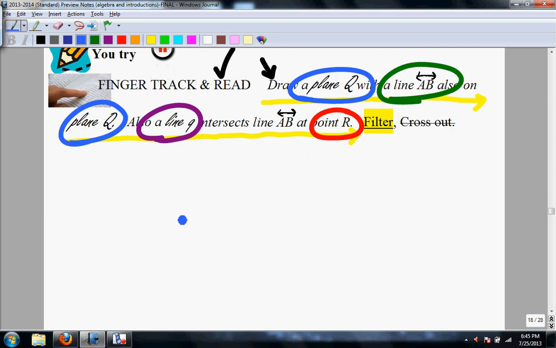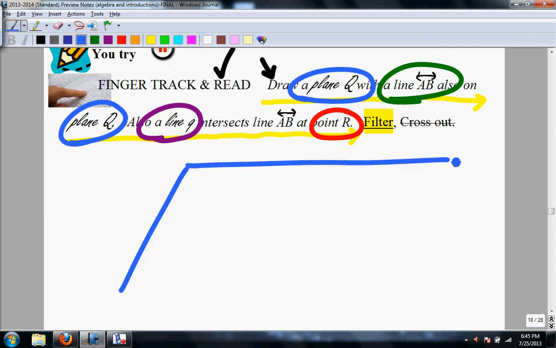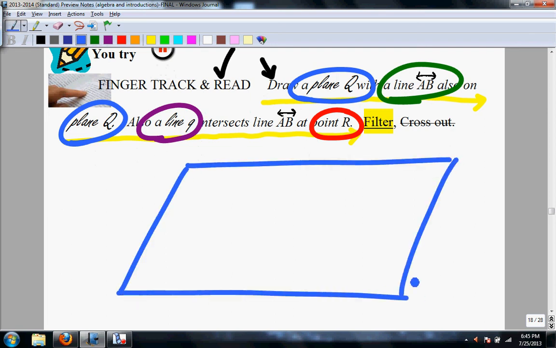First off, we have a plane Q. So I'm going to draw a tabletop. Because that Q is cursive, it means it's not a point, so you don't put it on the end. You just name it right there in the upper right-hand corner. As you account for things, we're going to cross it out. And we have a line on the plane AB. Doesn't matter how you position it, it's a line. You must have arrows, and AB must be capital letters.